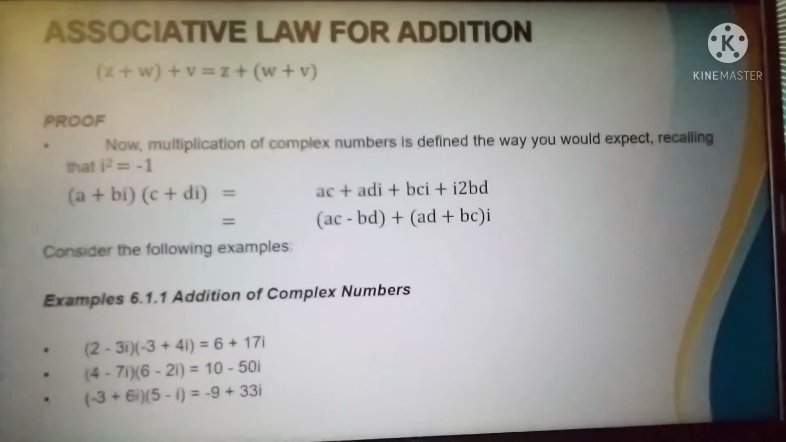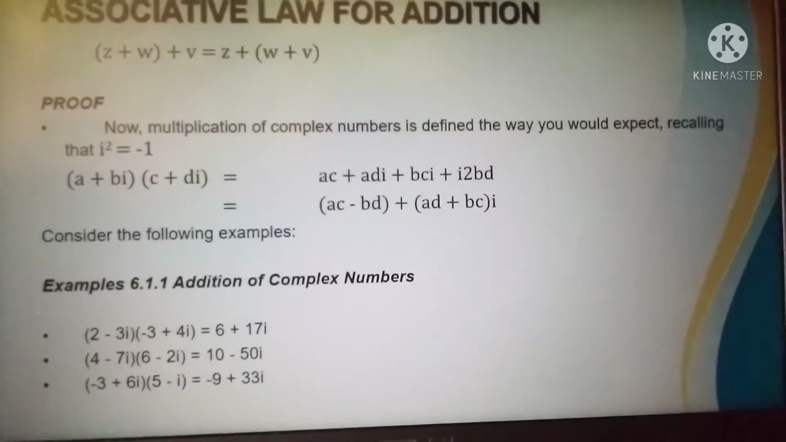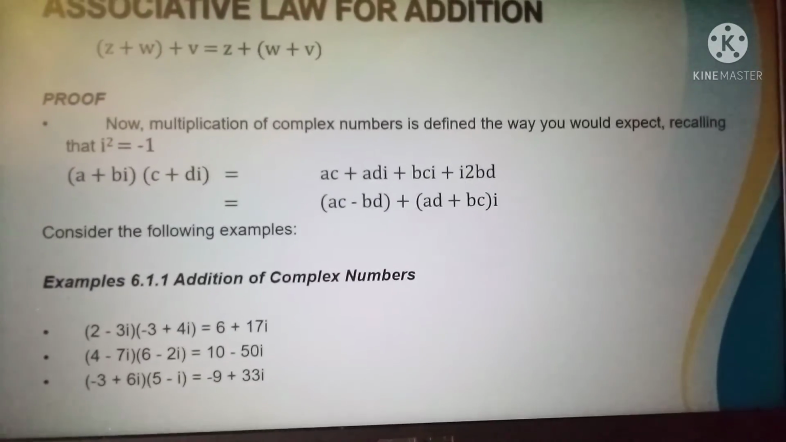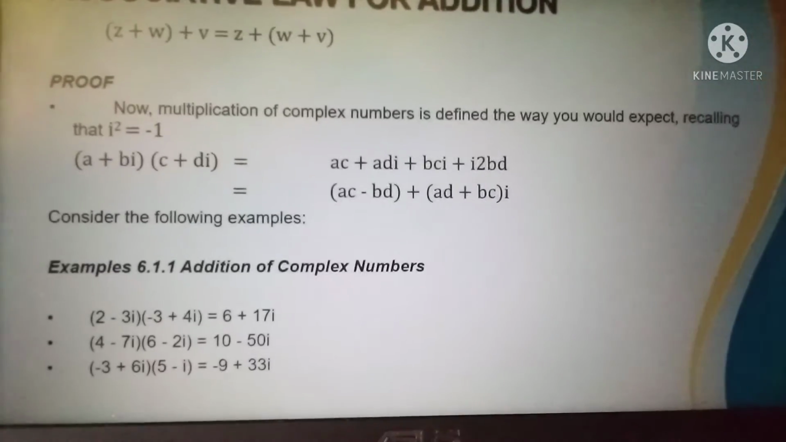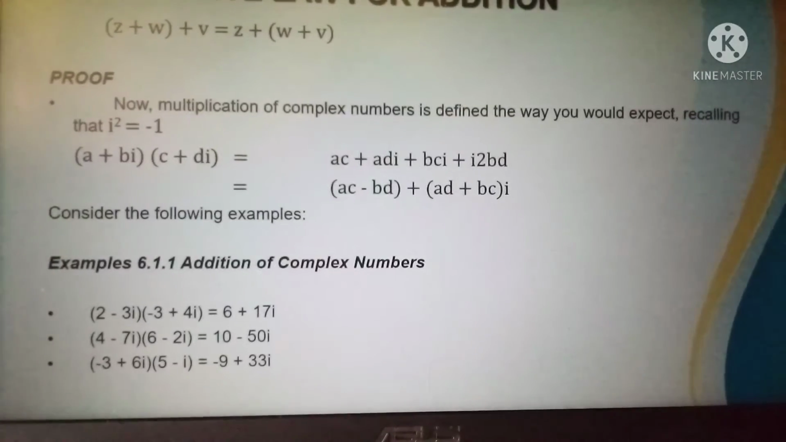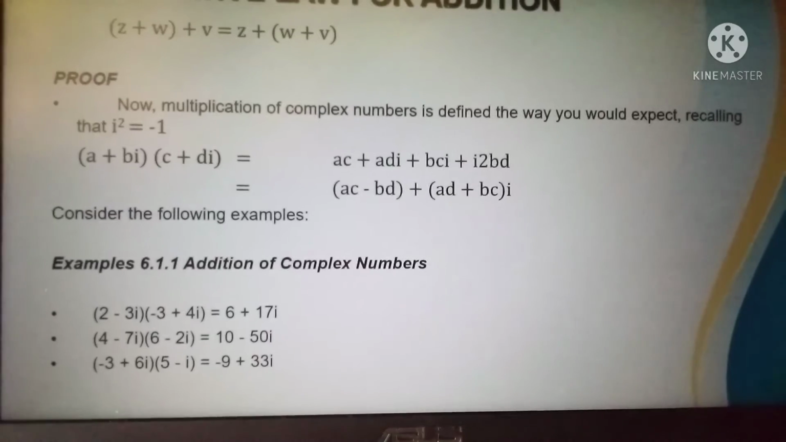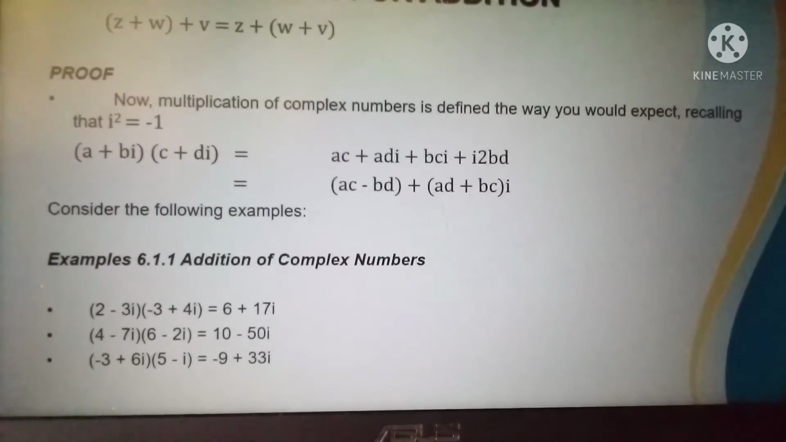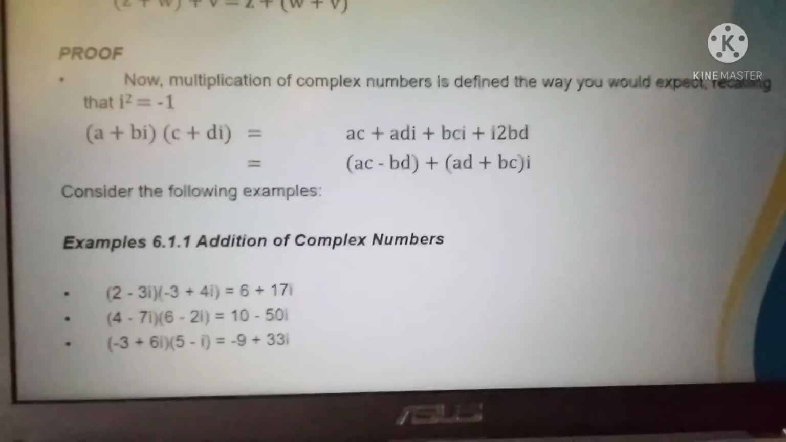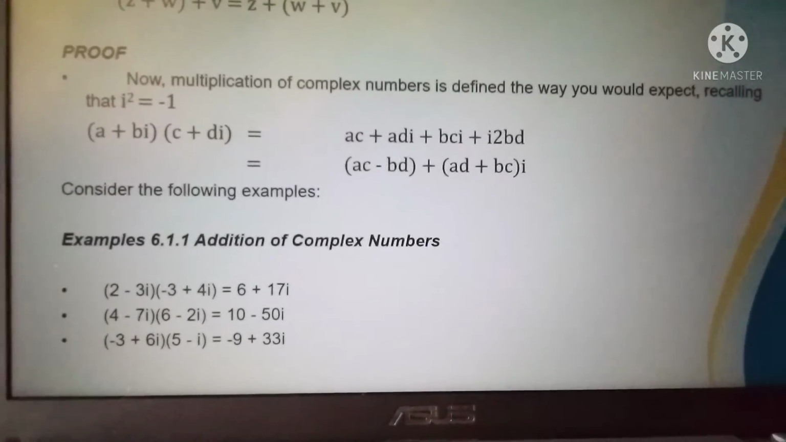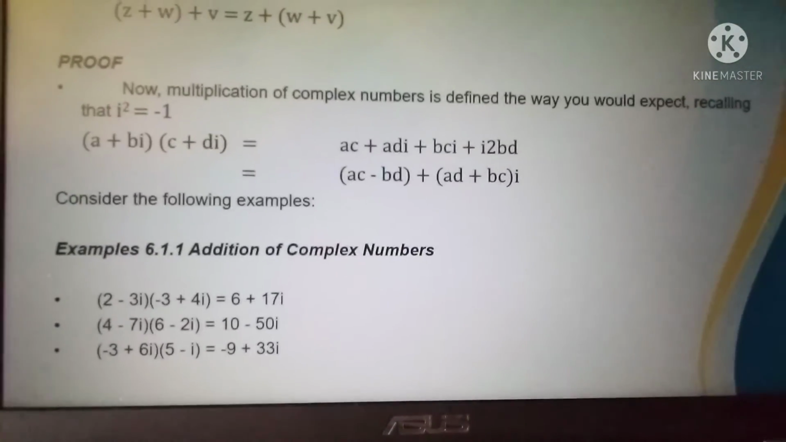So, we have proof. Now, multiplication of complex numbers is defined the way we would expect, recalling that i squared is equal to negative 1. So, a plus bi times c plus di is equal to ac plus adi plus bci plus i squared bd. I squared po yun, hindi ko lang po siya na superscript. So, ac minus bd plus ad plus bc times i. So, ayun na po yung proof natin.